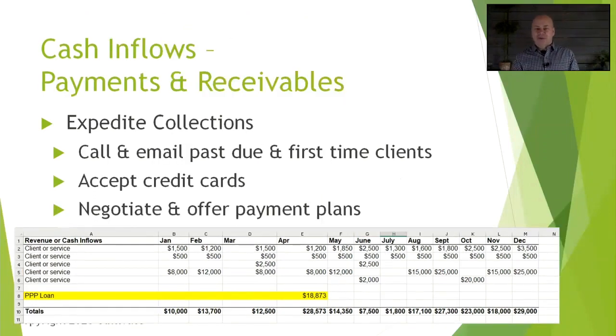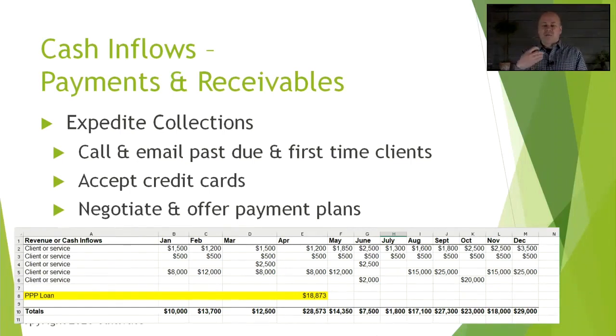The second area of cash inflows that we have to pay close attention to is our payments and receivables. This is obviously for companies that do some kind of invoicing or billing for projects. They need to expedite collections. So this means that we need to look at all of our receivables and look at the aging for those receivables, and every invoice that is past due, we need to call that customer, email that customer. I prefer to call them just in a nice, friendly way, ask them if there's an issue with getting this invoice paid, that it is due, and we're really hoping that they can send this in right away. So we call, email these past due clients.